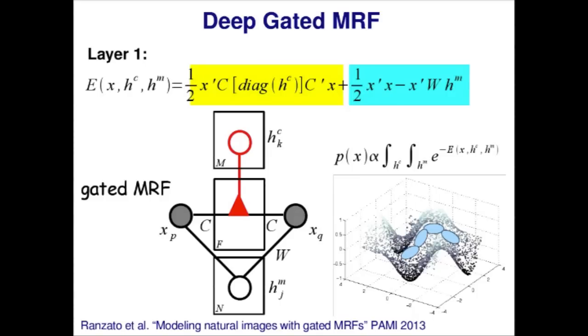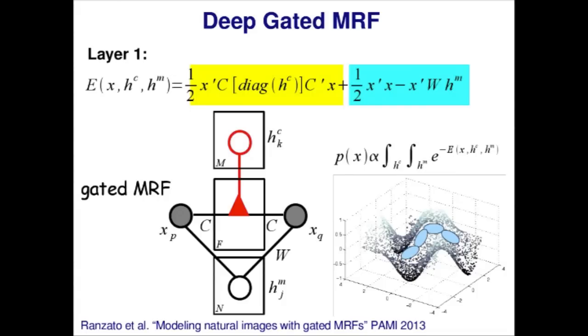And so it's like saying, as in the plot on the bottom right, that you have this manifold of the data, and the way that you model it is by putting a bunch of ellipsoids. And each ellipsoid corresponds to a configuration of the latent variables.